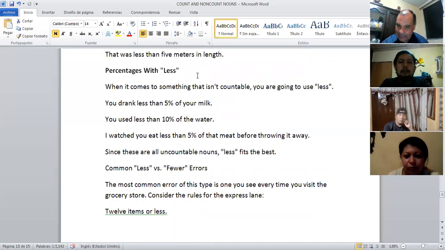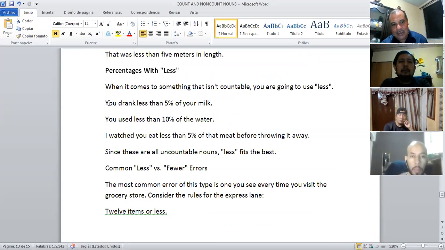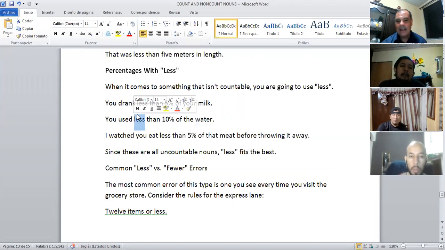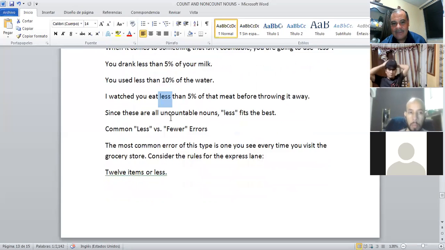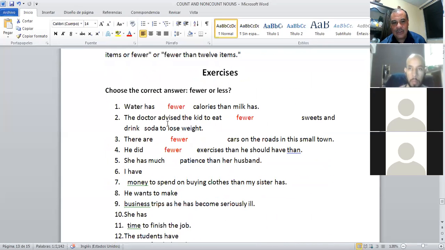Now, less with percentages. Can you see here? You drank less than 5% of your milk. What is the noun of the percentage? Uncountable, so I use less. You used less than 10% of the water. Water is uncountable. Even though it's a percentage, I'm going to use less, because the noun of the percentage is uncountable. I watched you eat less than 5% of that meat. The noun of the percentage is meat, uncountable. That's why I use less. Very good. Let's go to the exercises.